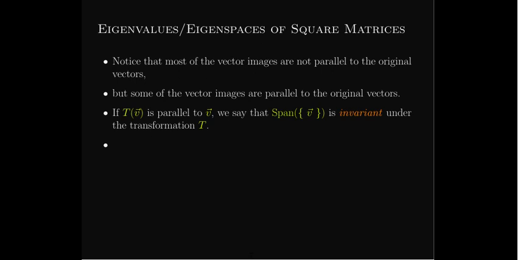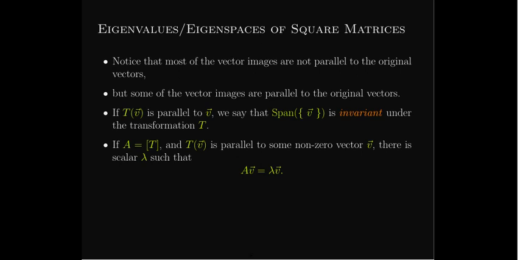So in geometry, we say that there's actually an invariant line. But in linear algebra, we know that the span of a single vector in R2 or R3 is a line. And so we're saying the same thing, but just using different words there. So here we're saying that this subspace, the span of a single vector, is invariant under the transformation. Both the input vector and the output vector belong to the same subspace.